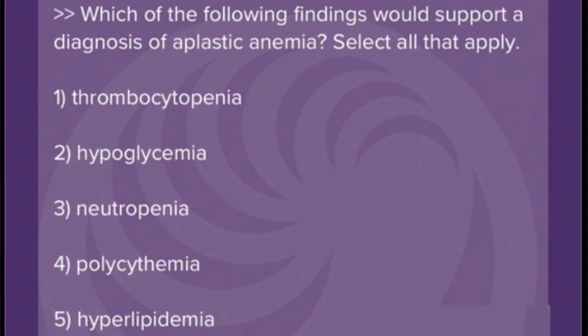All right, so let's talk about this question. First, we see select all that apply. That means that we're going to have more than one right answer. Now let's talk about aplastic anemia. Aplastic anemia is a condition that causes myelosuppression or pancytopenia. That means suppressed elements of our bone marrow. So what we're going to see is decreased red blood cells, which is the anemia part, decreased white blood cells, which is the neutropenia part, and decreased platelets, which is thrombocytopenia. So our correct answers on this one are going to be options 1, thrombocytopenia, and option 3, neutropenia.